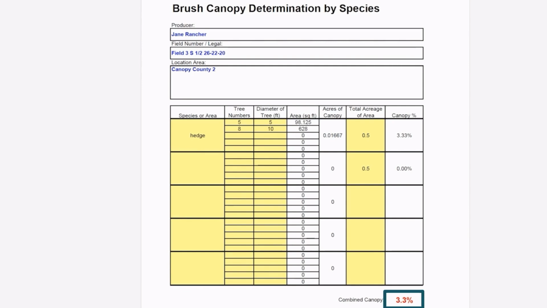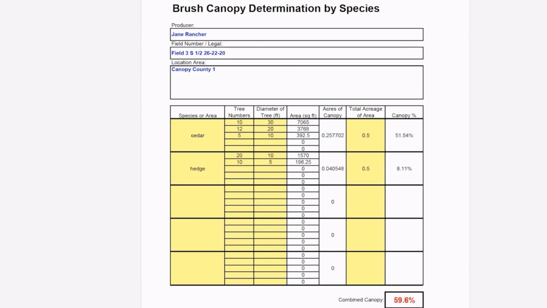This form shows that the canopy is only 3.3%. The combined canopy is low because it is less than 5%. 5 to 15% is medium, and 15 to 45% is high or heavy. Anything above 45% is severe. This is important because we need to know how dense these trees are. What type of management is it going to take to address this woody invasion based on this density?